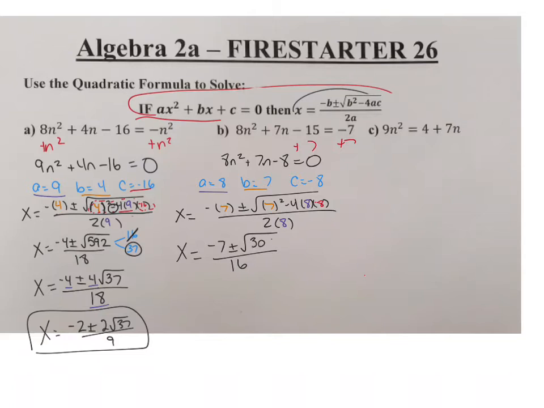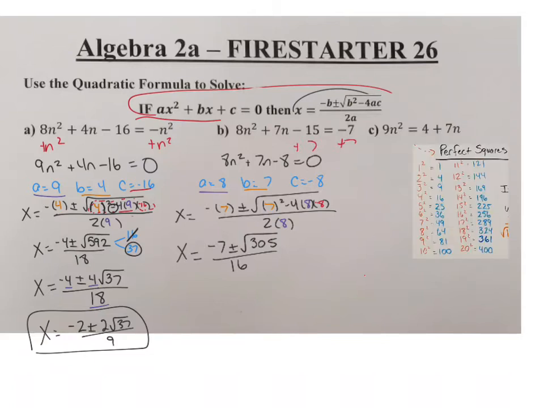I get 305. So I have to find out if there's a perfect square that goes into 305. So I got to use that list of numbers, all those perfect numbers. So I use that list, and none of those blue numbers go into 305. So we are completely done. 305. That is your answer right there. If 305 could have been broken down, then we would have gone further.